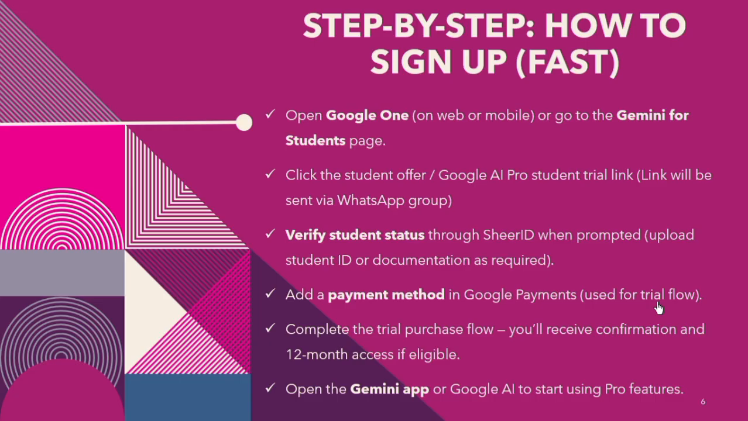Now we have all the information we need on what Gemini is all about and the benefits that we can get. So how do we get it now? What are the steps that we can take? One, you can just go to Google One. Google One is an app on Android among the Google apps, or you can just type Google One in your browser, and then you go to the Gemini for students page and you will see it there. Or you click this, and then the next thing is you click the student offer Google AI Pro student trial link.